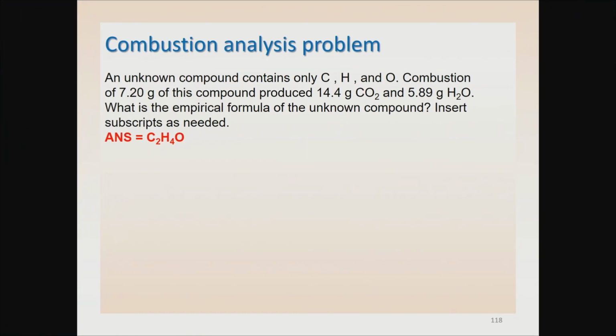An unknown compound contains only carbon, hydrogen, and oxygen. Combustion of 7.2 grams of this compound produced 14.4 grams of carbon dioxide and 5.89 grams of water. What is the empirical formula of the unknown compound? And I say insert subscripts as needed. Okay, so let me go to the board here and solve the problem.